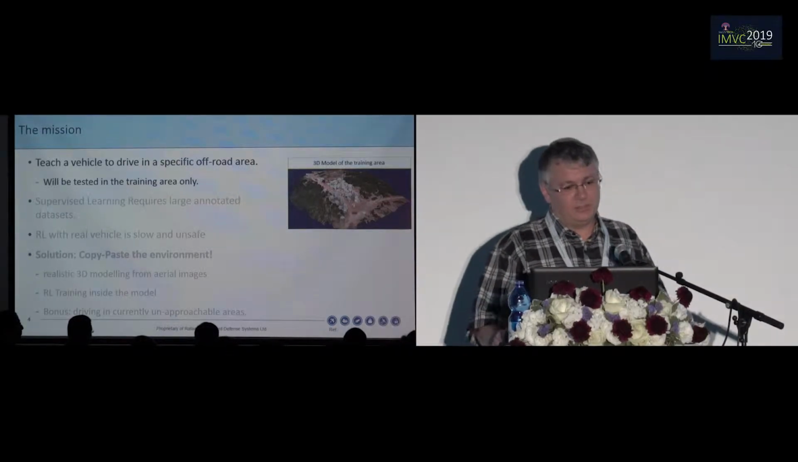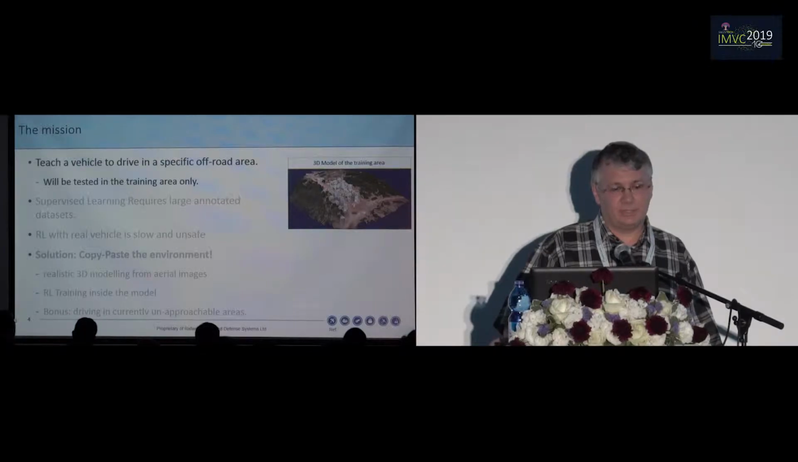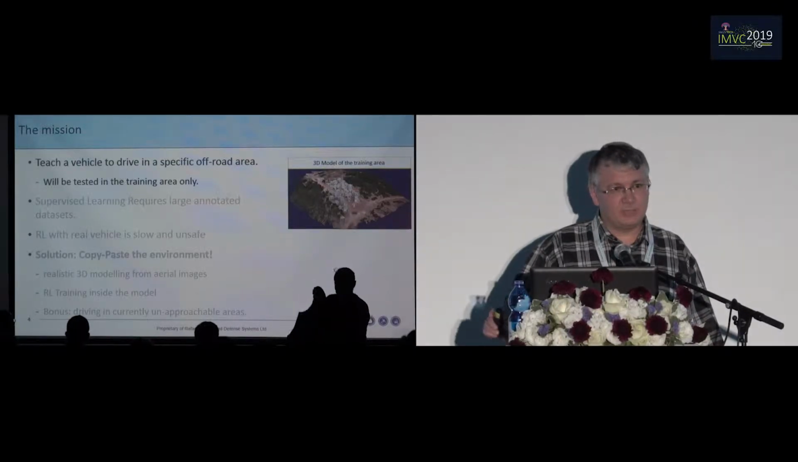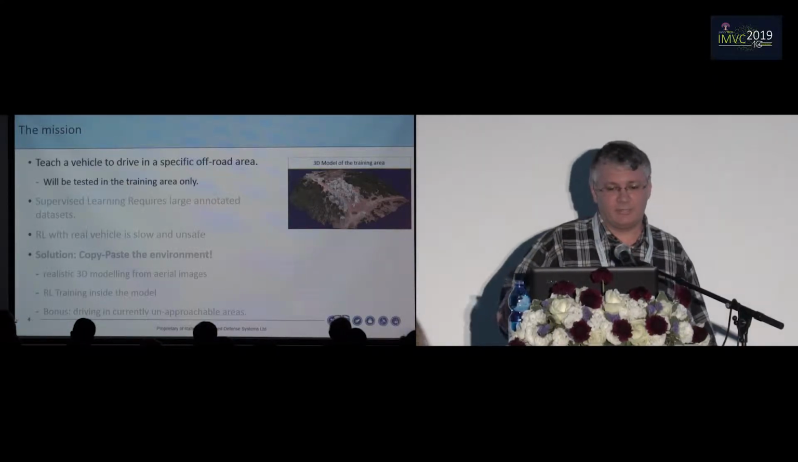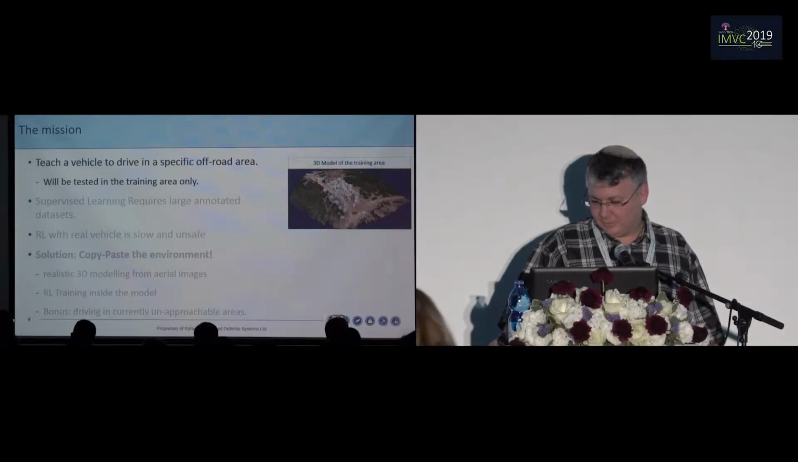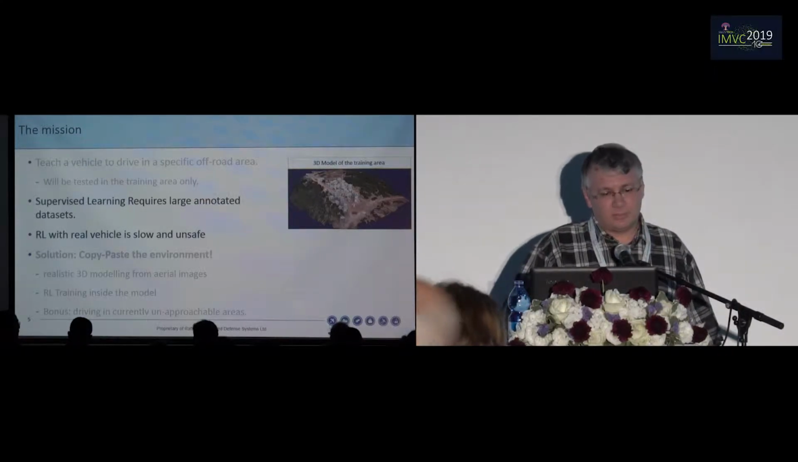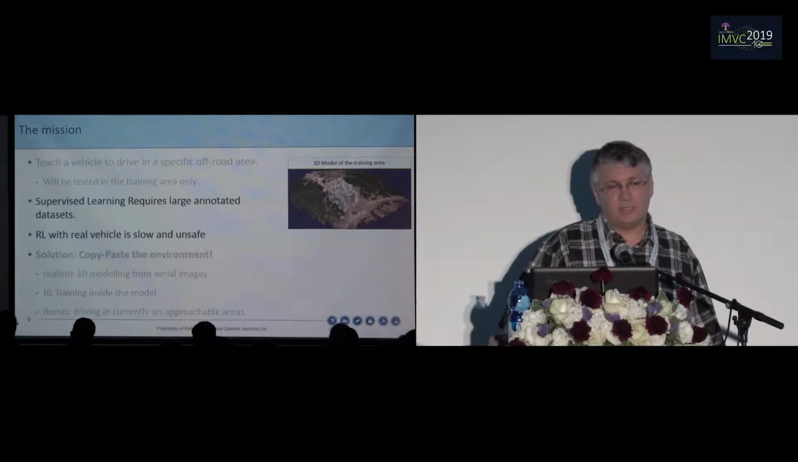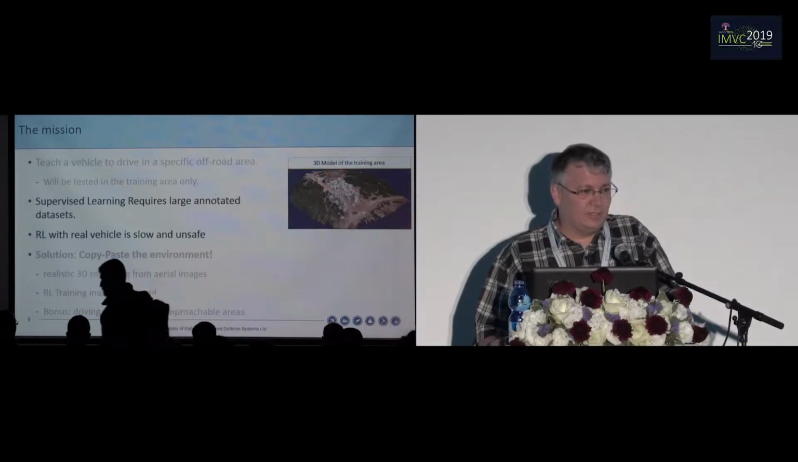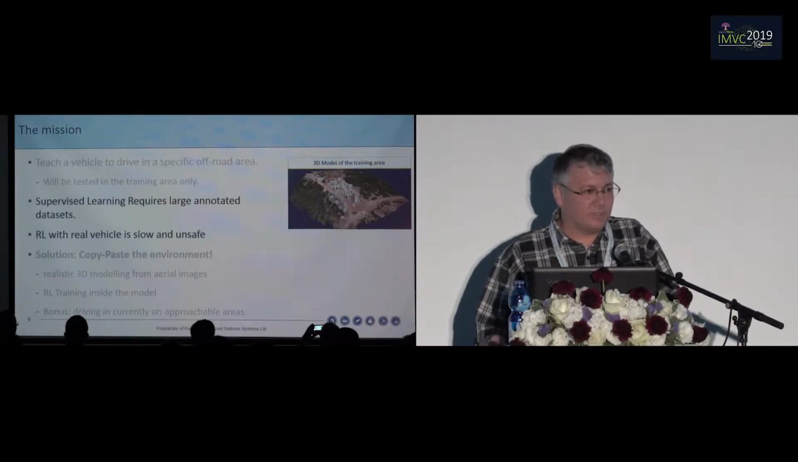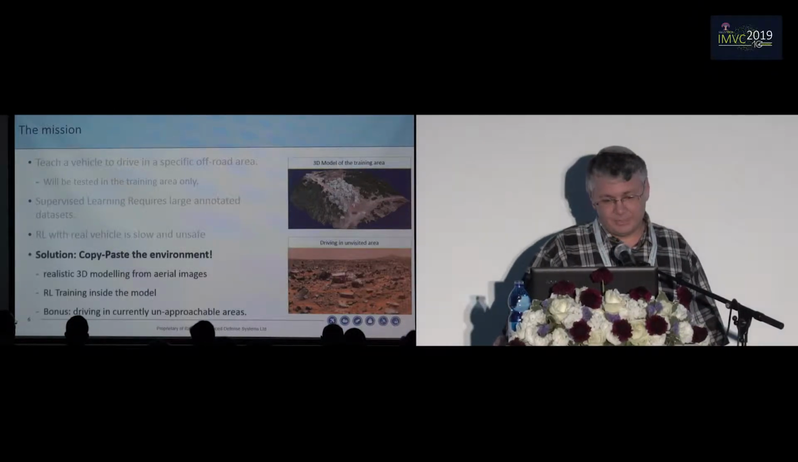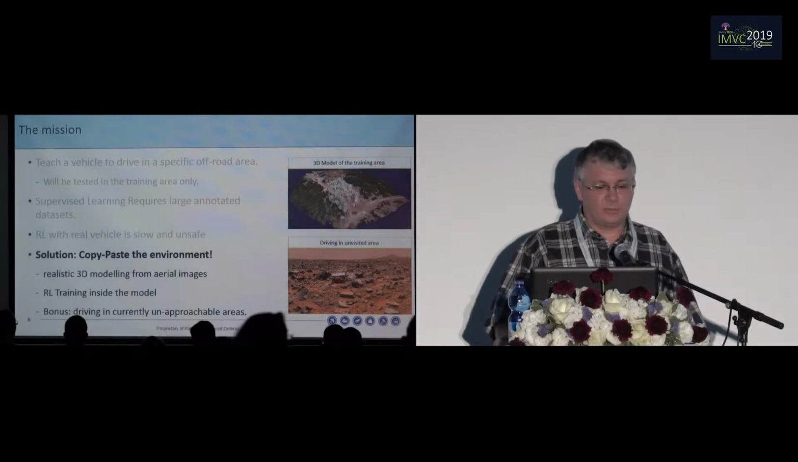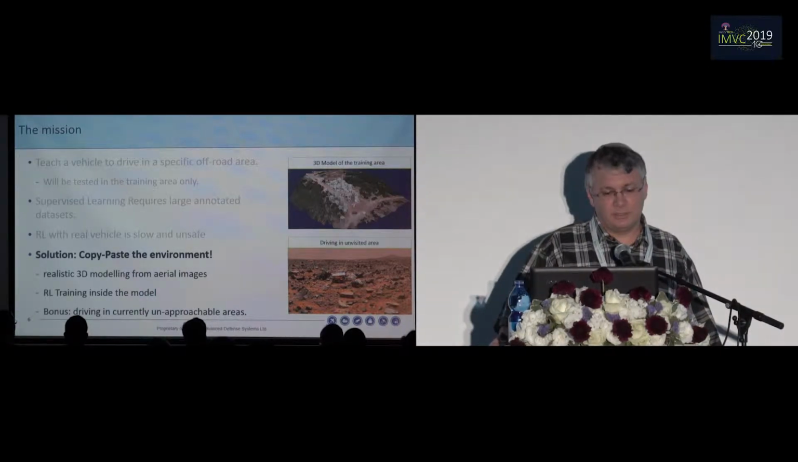So our mission today is to teach a vehicle to drive in a specific off-road area. Please note that we will train and test the vehicle in the same place. So we only learn how to drive in one off-road area. Now we don't want to use supervised learning because it would require a large annotated database, which we don't have. And we can't do reinforcement learning with a real vehicle because we need many iterations, it's too slow and very unsafe. So our solution is to copy-paste the environment into the computer, and we do that by realistic modeling of the area from aerial images only.